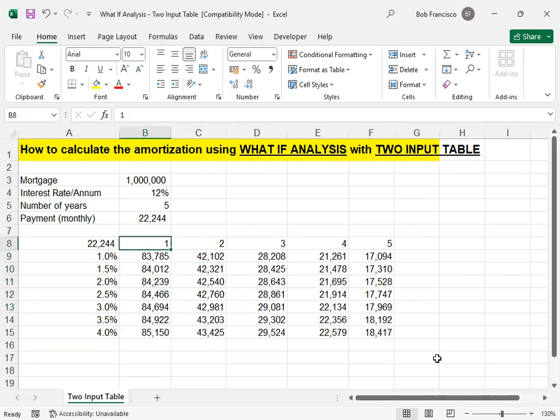Okay. What if my agreement with the bank is that I'm gonna pay it in 1 year with 1% interest rate per month. So I'm gonna pay 83,785. What if I'm gonna pay it in 2 years time? At 1%, that would be 42,102. Let's say I'm gonna pay the bank in 3 years time at 1%, the monthly amount I'm gonna pay the bank is 28,208. Let's say I have decided to pay it in 5 years with 1% interest. It would be 17,094.